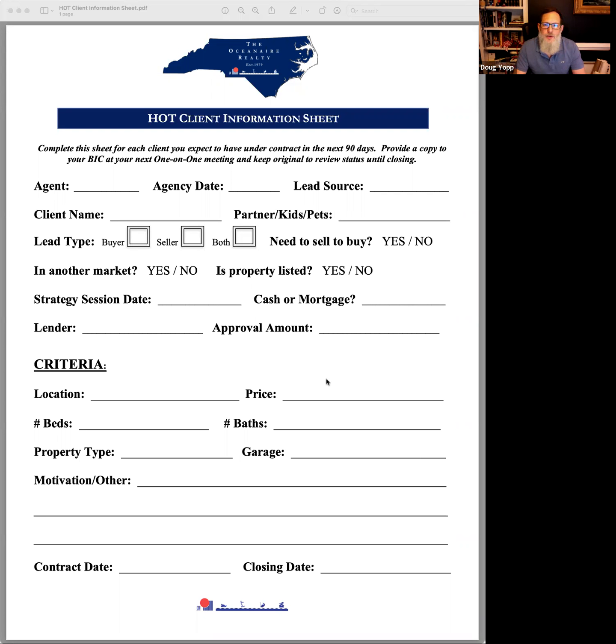What you will do, and the instructions are brief and right at the top, you're going to complete this sheet for every person when you get to hot status, meaning you expect them to get under contract in the next 90 days. And every time you meet with your BIC, you're going to review the sheet. So the first time you make the sheet, you're going to make a copy and keep it in your folder of hot clients, and you're going to give a sheet, the same sheet, to your BIC for your weekly or bi-weekly one-on-one meetings, right? And then as part of that meeting, you're going to review your hot sheets to make sure that they're progressing as we're expecting them to, right?